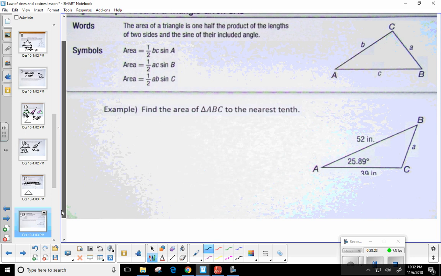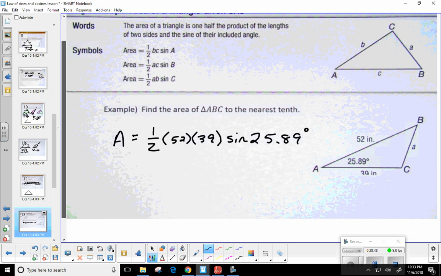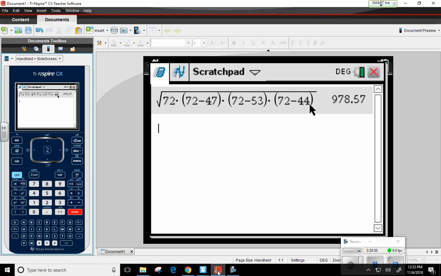Okay. So let's plug in. Area equals. Well, 1/2. What are the two sides that I'm given? 52 times what? 39 times the sine of the angle between them, 25.89. That's absolutely right. Somebody's already figured it out. Let me go ahead and type it in.